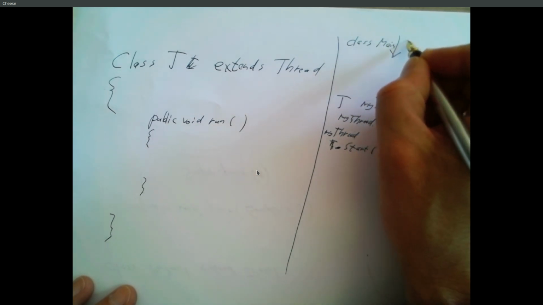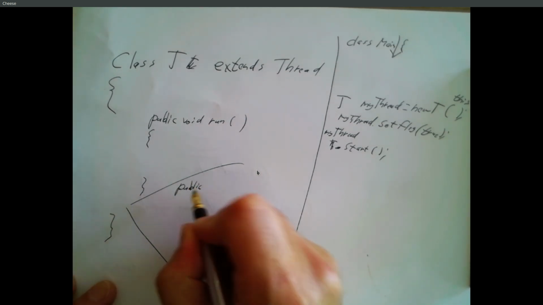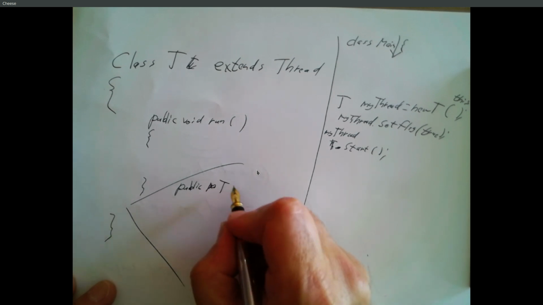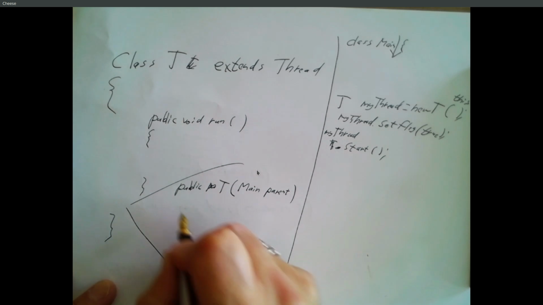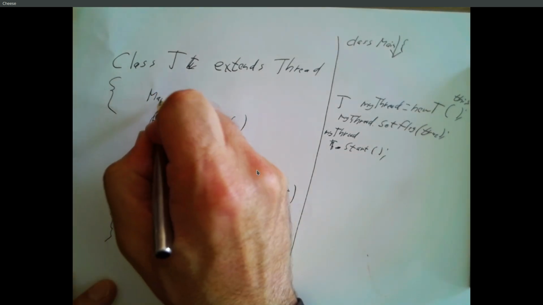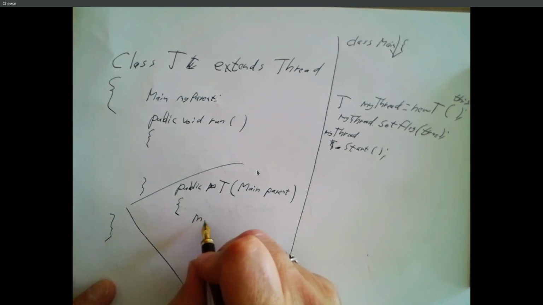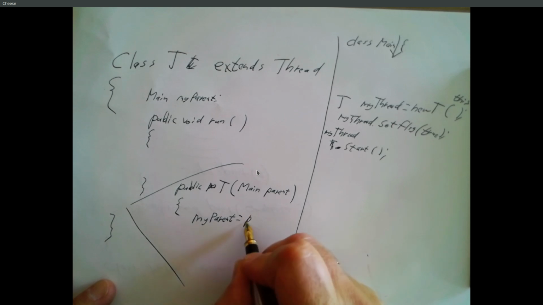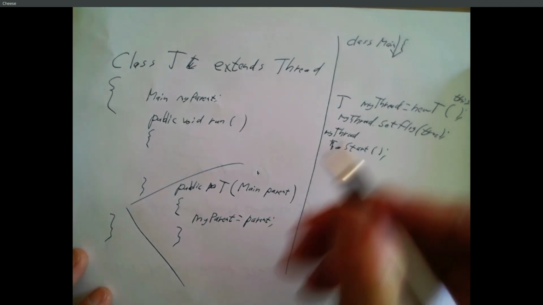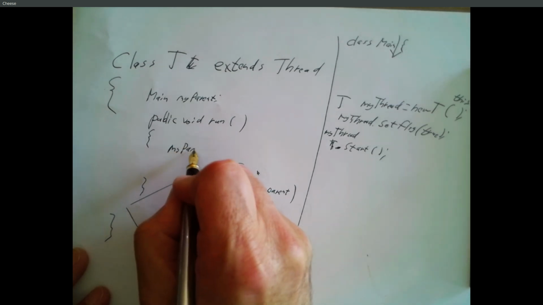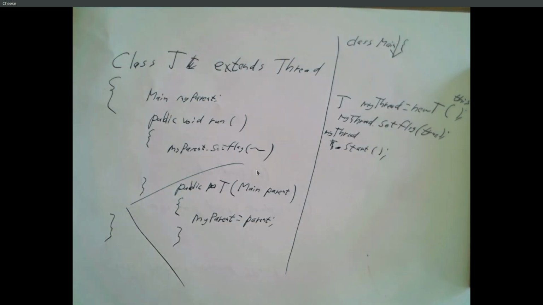So if this is like class main, I could have a constructor, public my thread or public T, and I could give it an argument of type main, and I could have a class variable of type main called my parent, and then in the constructor I could save that argument as my parent. And then in here, if I want to get to something inside the main thread, I could say my parent dot set flag or whatever. But you've got to set it up yourself somehow.